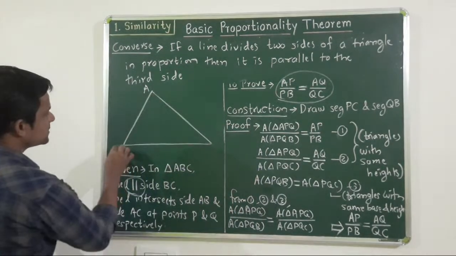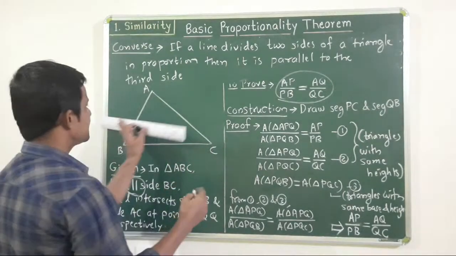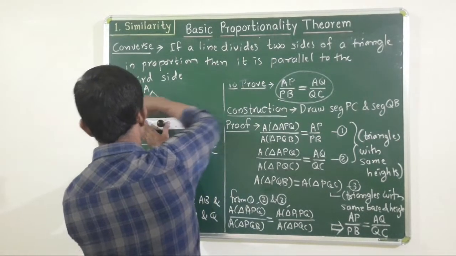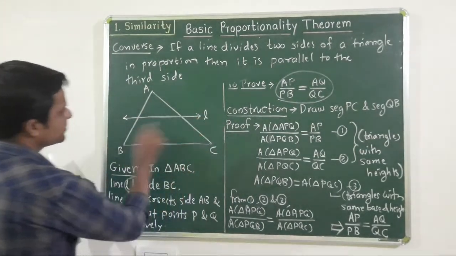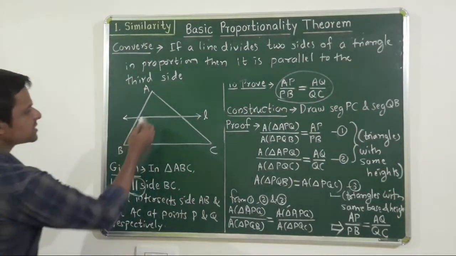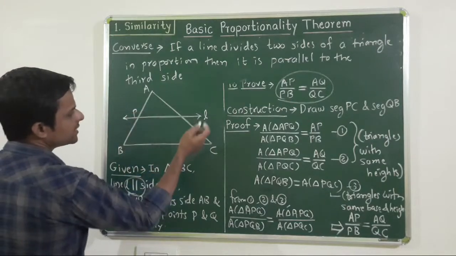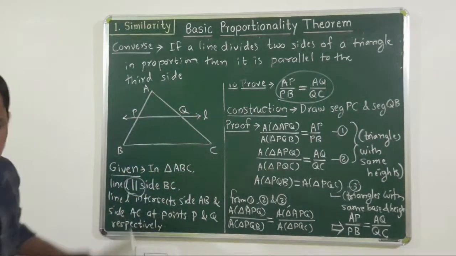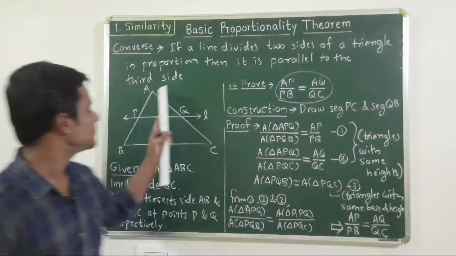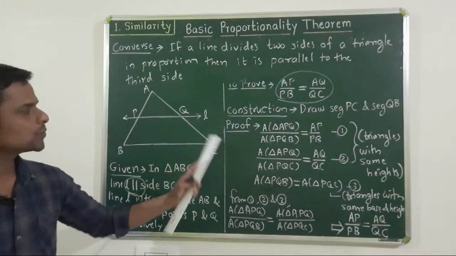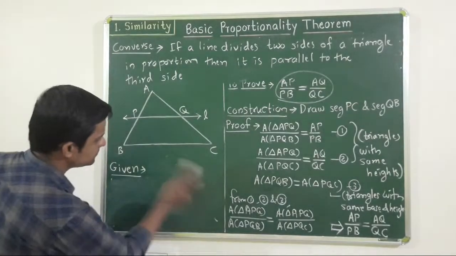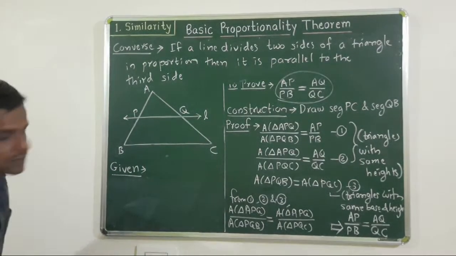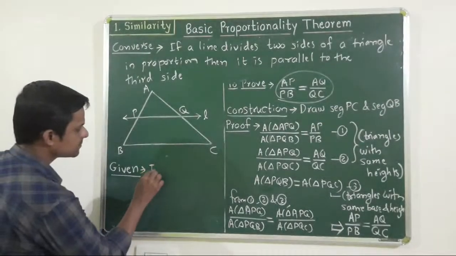Triangle ABC, and there is one line here which is not given as parallel to side BC. Simply line L, which intersects side AB at P and side AC at Q. And what is given now? This is given: AP upon PB is equal to AQ upon QC, in triangle ABC.